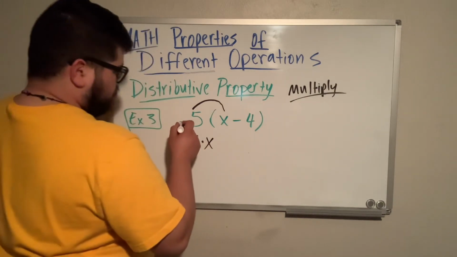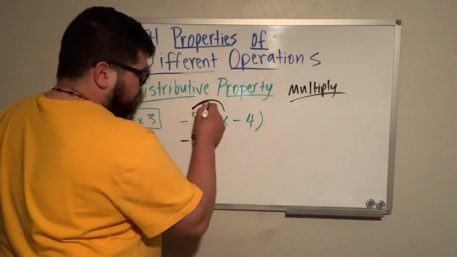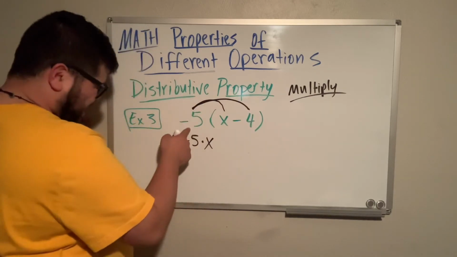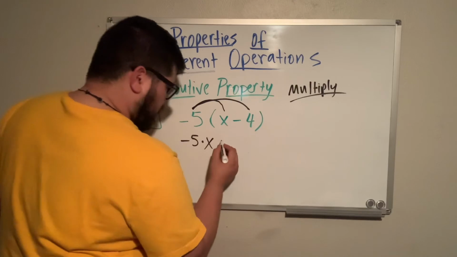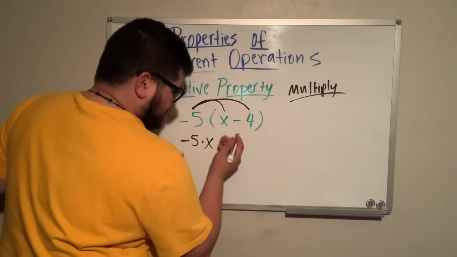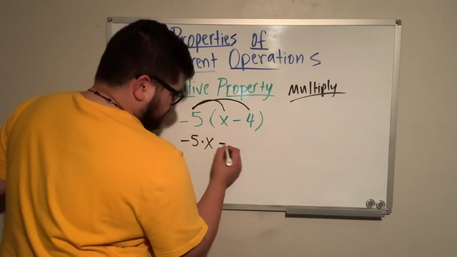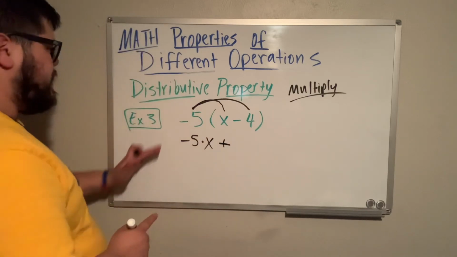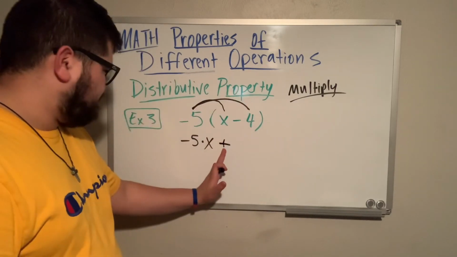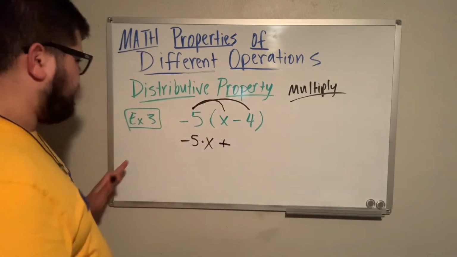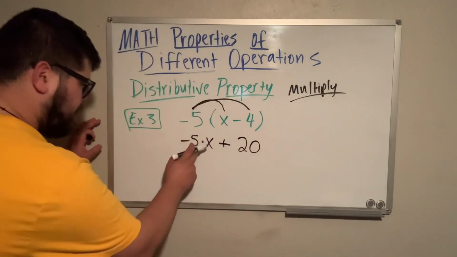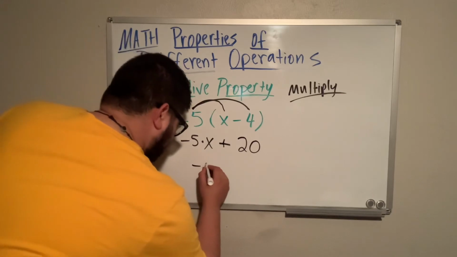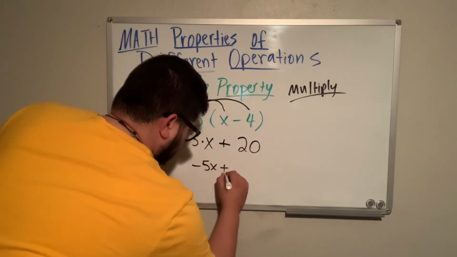Now, we have a negative 5. Negative 5 times a negative 4. Negative times a negative is a what? A positive. We know that. Negative times a negative is a positive. 5 times 4, what are we going to get? 20. So we end up, we don't need that dot there, so we're going to rewrite this: negative 5x plus 20.